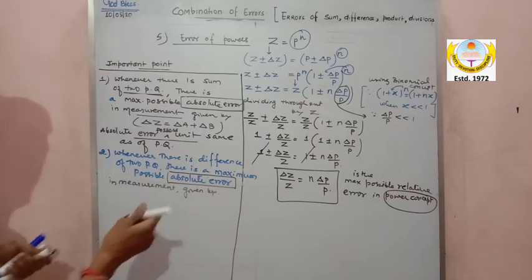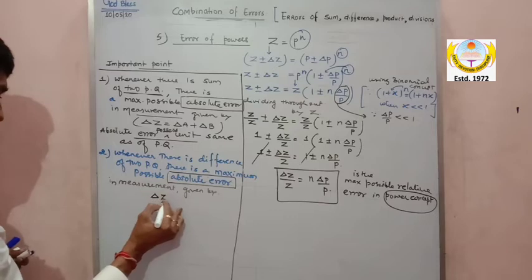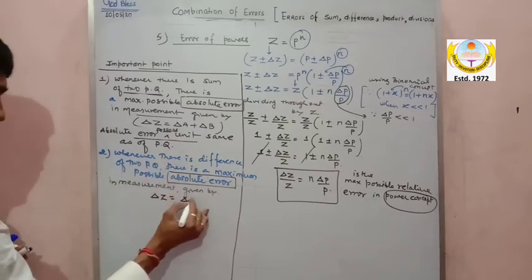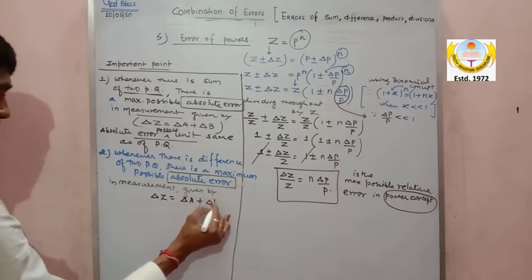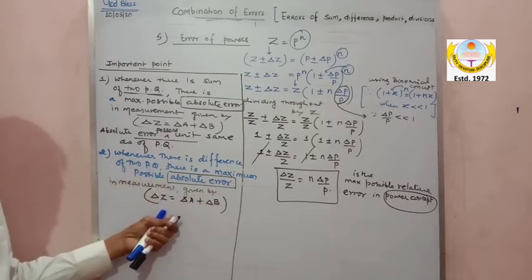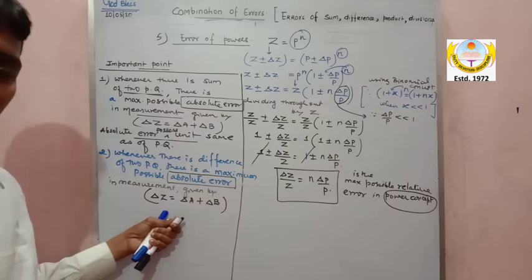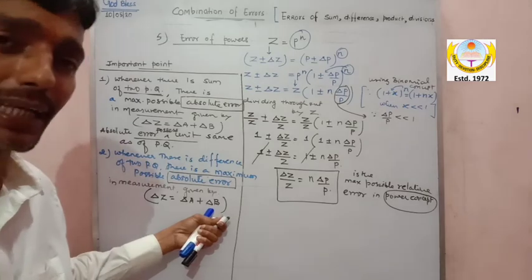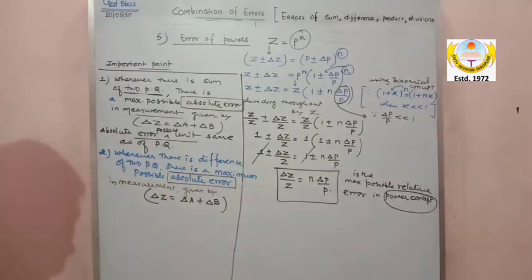Here, my dear, I am writing delta Z is the maximum possible absolute error, and that is delta A plus delta B. Because here the maximum is obtained only when delta Z, delta A, delta B all have the same sign. I hope it is clear.